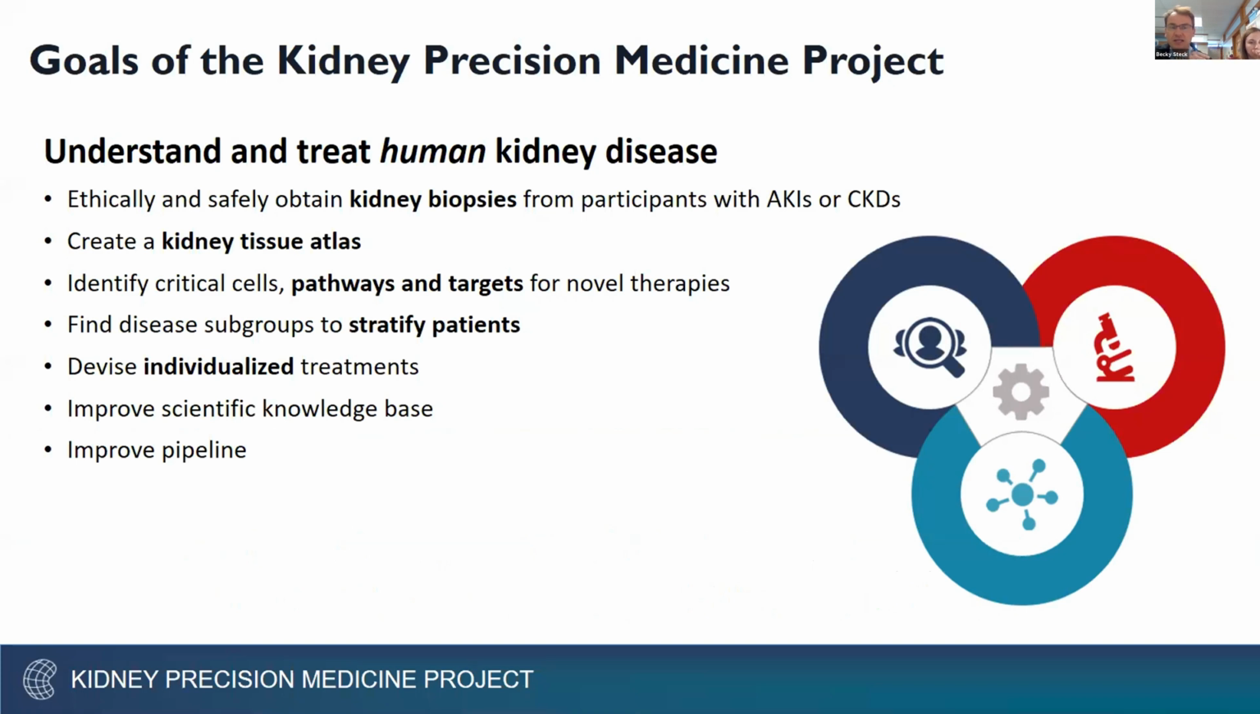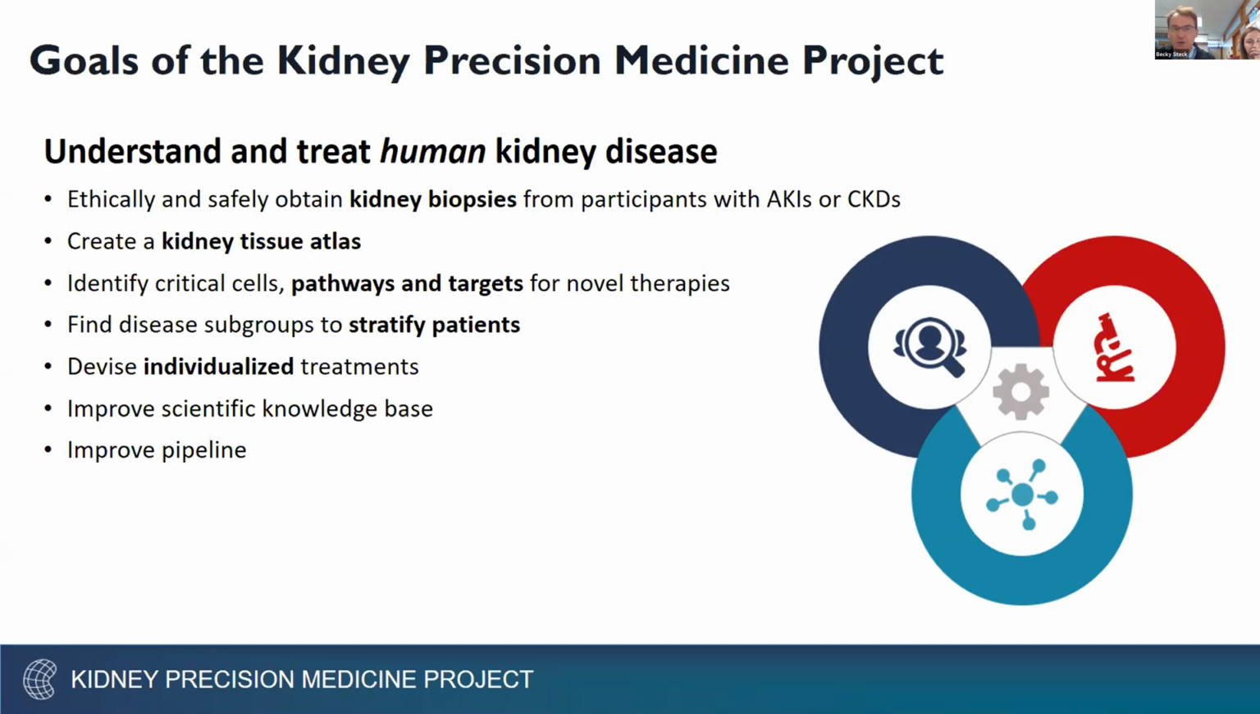It's about understanding human kidney disease so that we identify novel intervention points to impact the diseases our study participants are suffering from. The specific focus of KPMP is on the most frequent diseases seen in our patients with progressive kidney loss, which is acute kidney injury and chronic kidney disease, particularly diabetic kidney disease and hypertensive nephropathy.